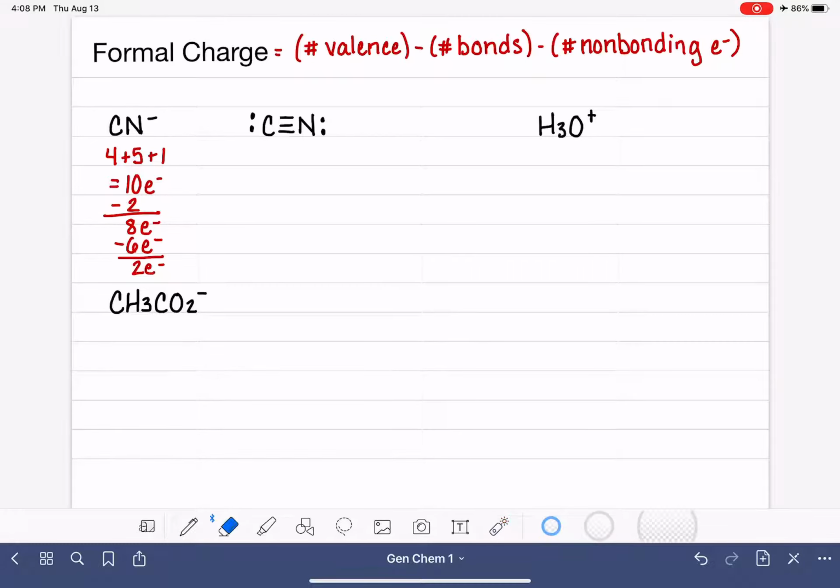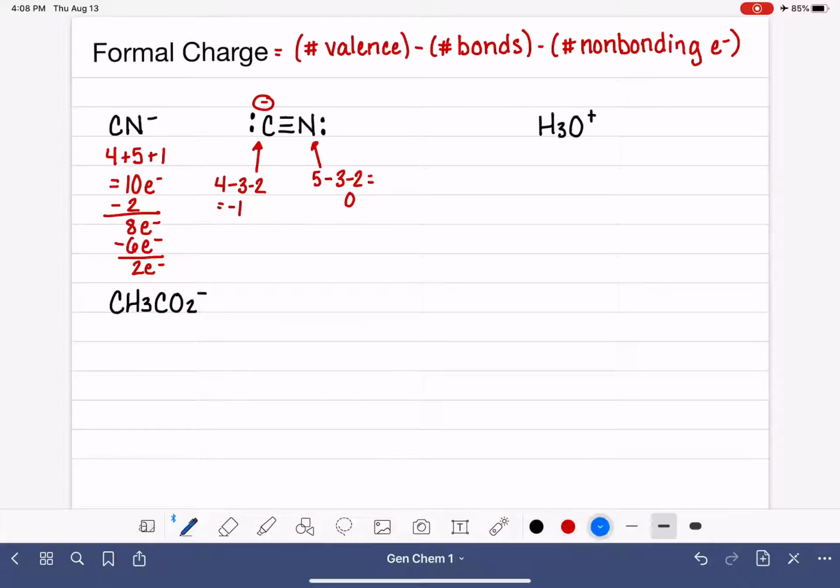Let's take a look at our formal charges. Carbon atom, its formal charge is calculated by taking the valence electrons minus the number of bonds, which is 3, minus the number of non-bonding electrons, which is 2. So 4 minus 3 minus 2 gives this carbon atom a formal charge of -1. And then what about the nitrogen? Nitrogen has 5 valence electrons. This nitrogen also has 3 bonds and 2 non-bonding electrons. So that gives it a formal charge of 0.